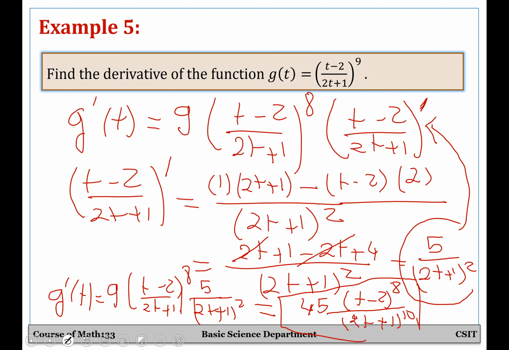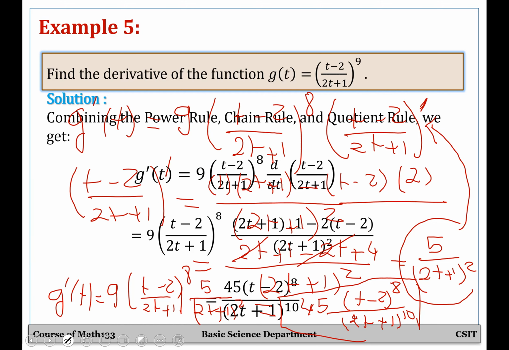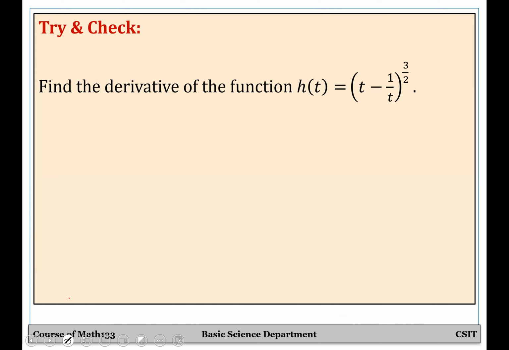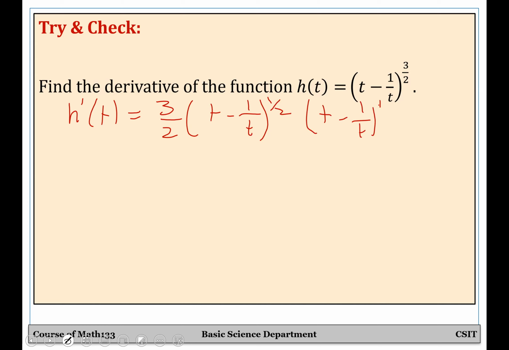So 45 here. Good. So I'll just remove here. And here again, another power application. So in the try and check, h prime of t will be equal to 3 over 2 t minus 1 over t. 3 over 2 minus 1, that's half times the derivative of t minus 1 over t prime.